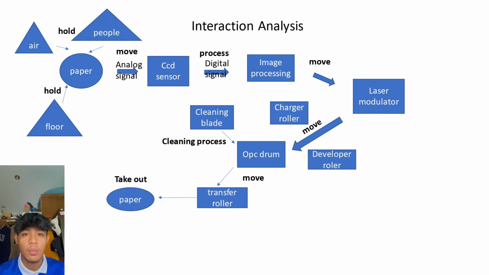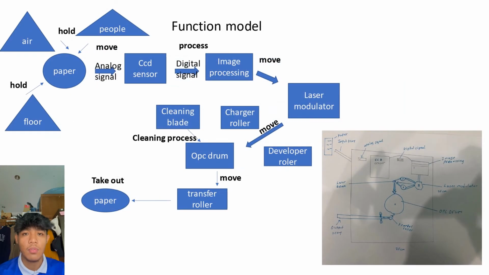The paper will move with an analog signal, then have a CCD sensor, and the process will begin when the paper gets detected. The digital signal will give the notification. Next, move to the image processing, then move to the laser modulator. From the laser modulator, we'll move in the middle of the charger roller and developer roller to reach the OPC drum. At the cleaning blade, we'll do the process and then move to the transfer roller, and finally the paper will come out from the photocopy machine.